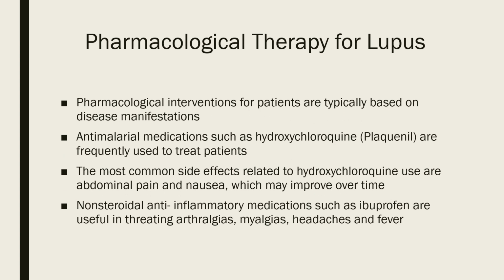Pharmacological interventions for patients with lupus are typically based on disease manifestations. Anti-malarial medications such as Plaquenil are frequently used to treat patients. The most common side effects related to Plaquenil use are abdominal pain and nausea, which may improve over time. Non-steroidal anti-inflammatory medications such as ibuprofen are used in treating arthralgias, myalgias, headaches, and fever.